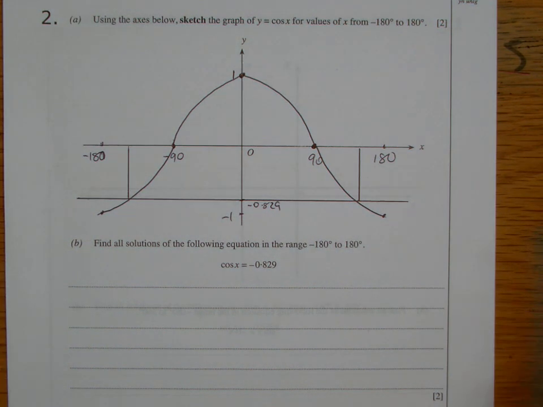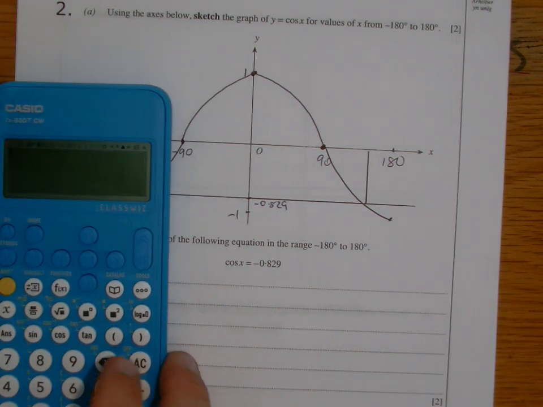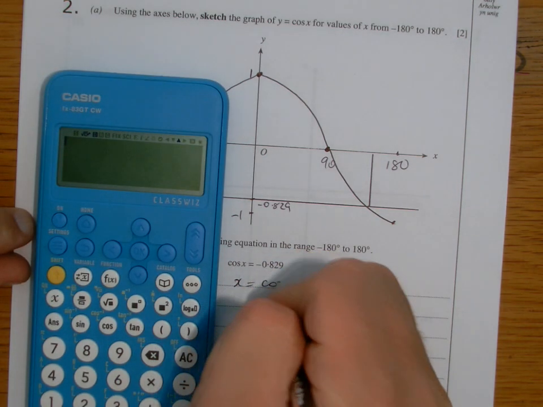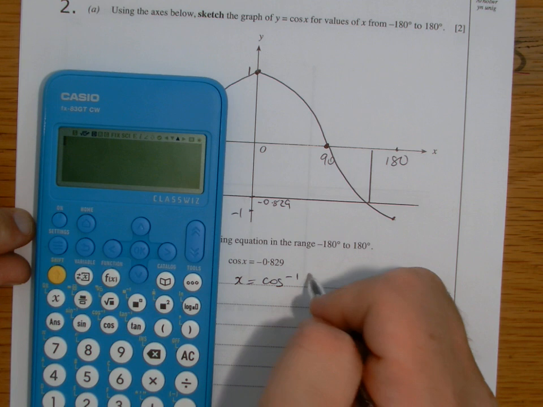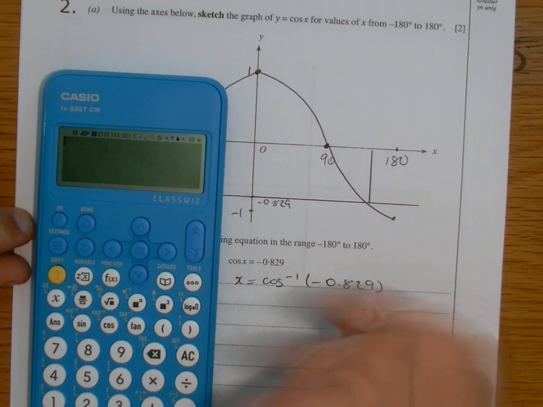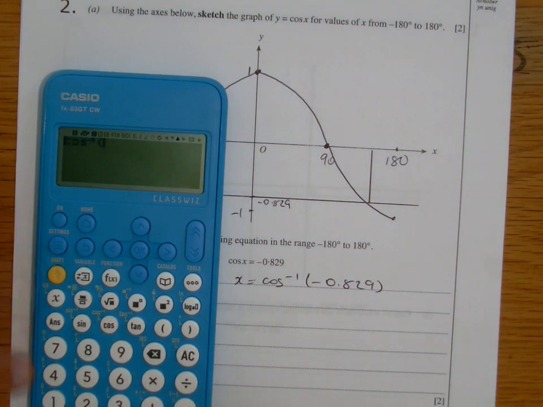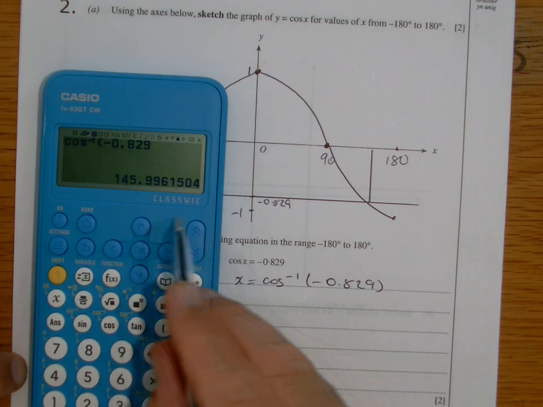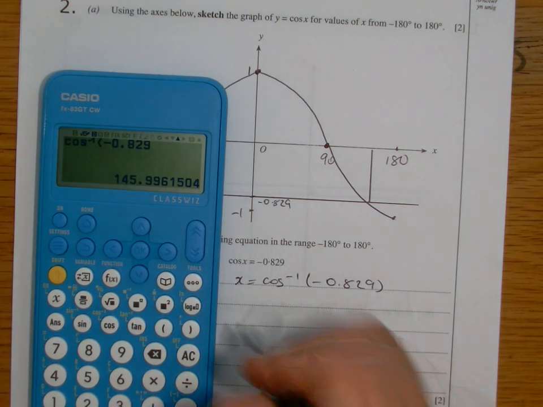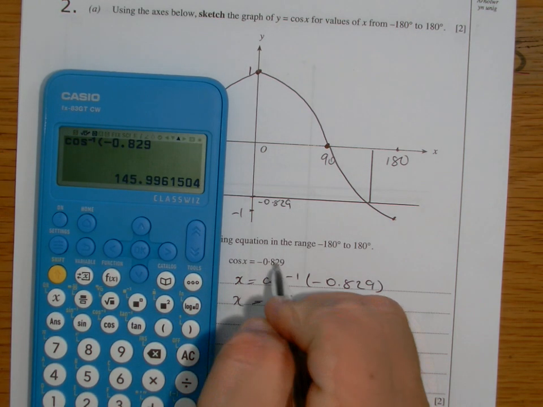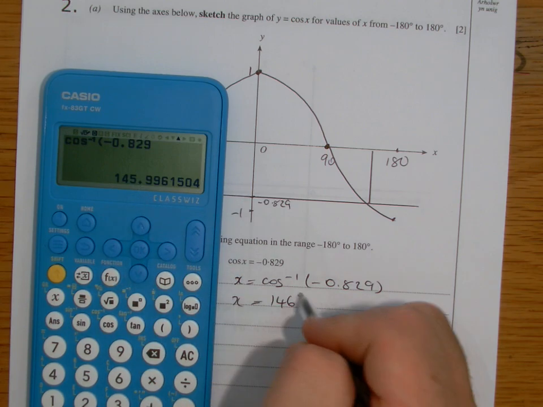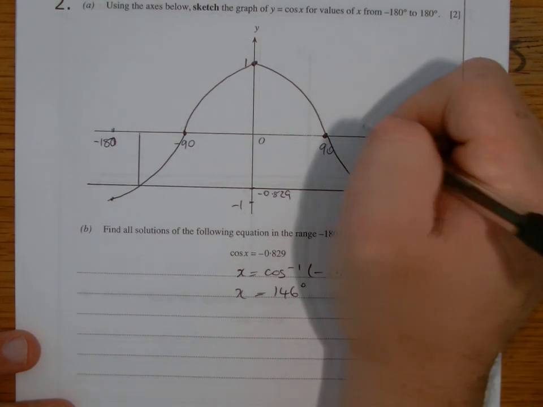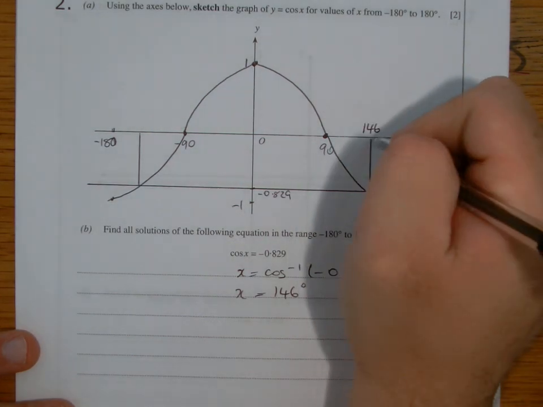So all we've got to do then is get our calculator and work out what one of these is. So if I type in x equals, remember you take the cos over the other side, cos to the minus 1 of minus 0.829. We get 145.996. Virtually it is 146 degrees, isn't it? They've probably chosen this number to make it nice for us, so we'll just round it to 146. And of course, that's what that angle will be there. We can see clearly that's going to be that one.